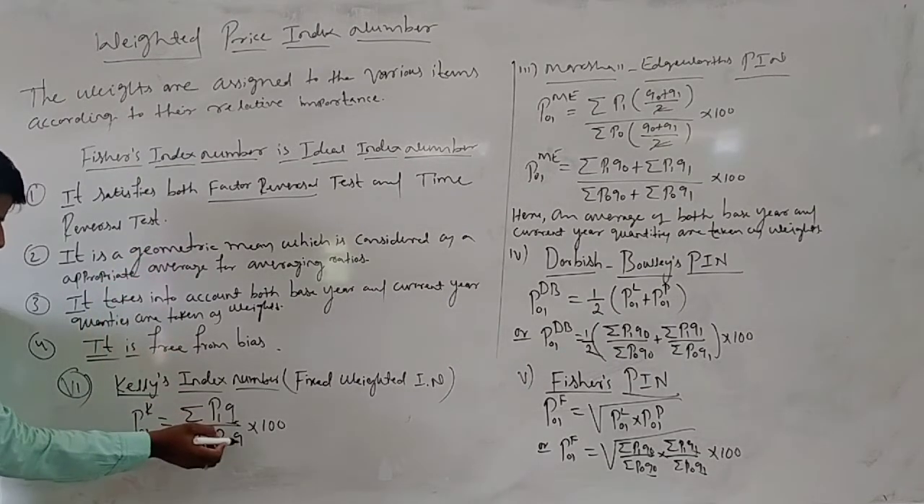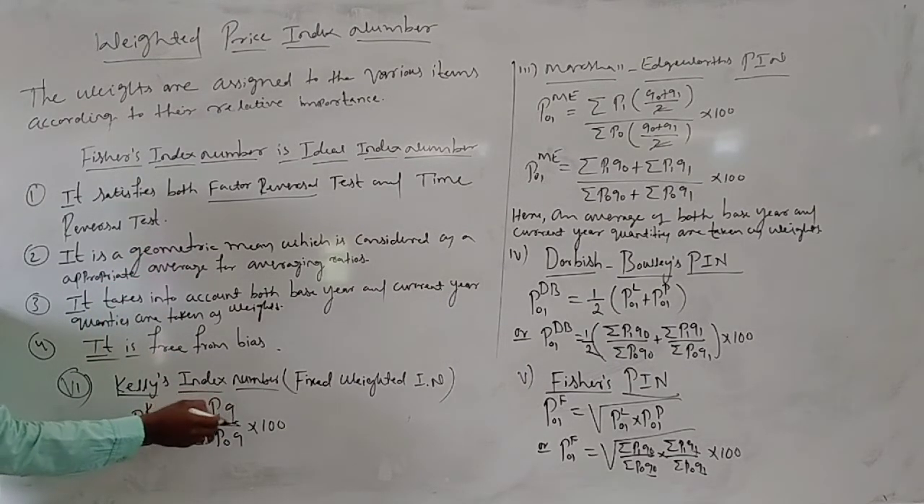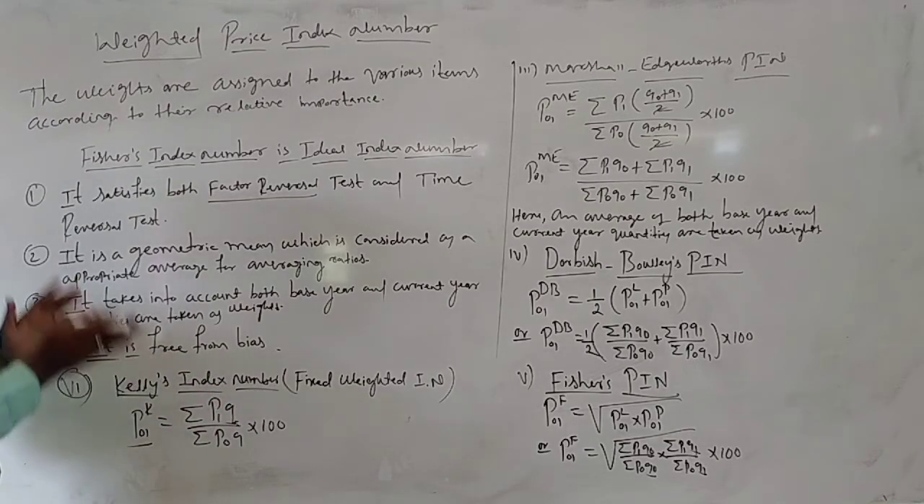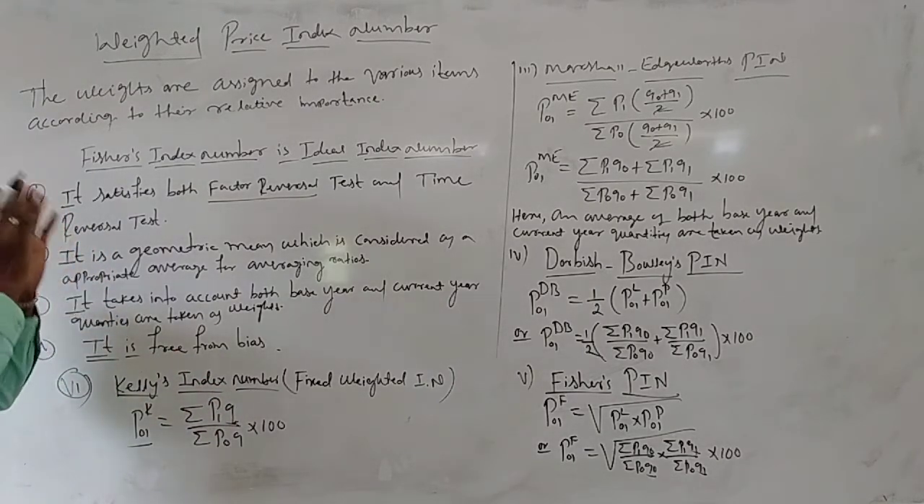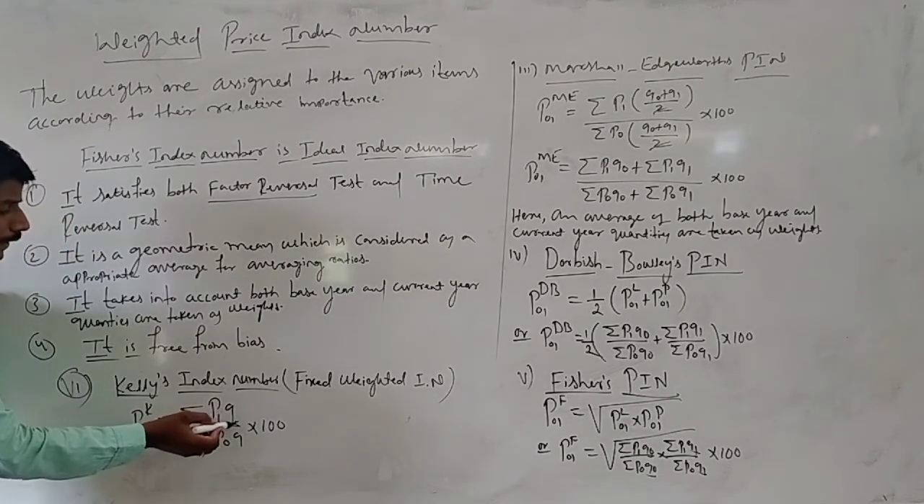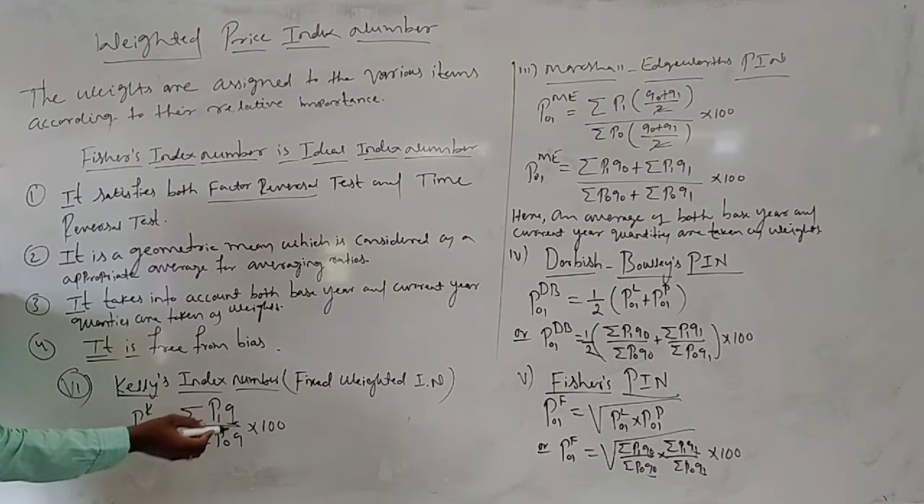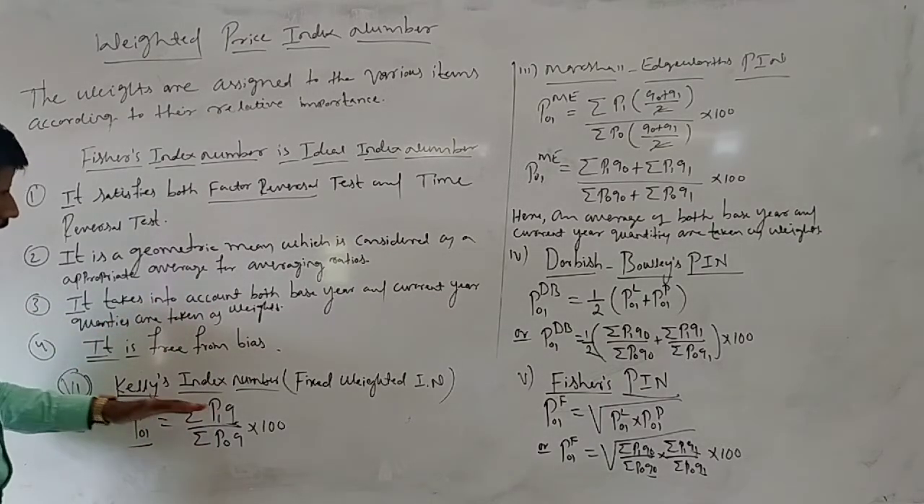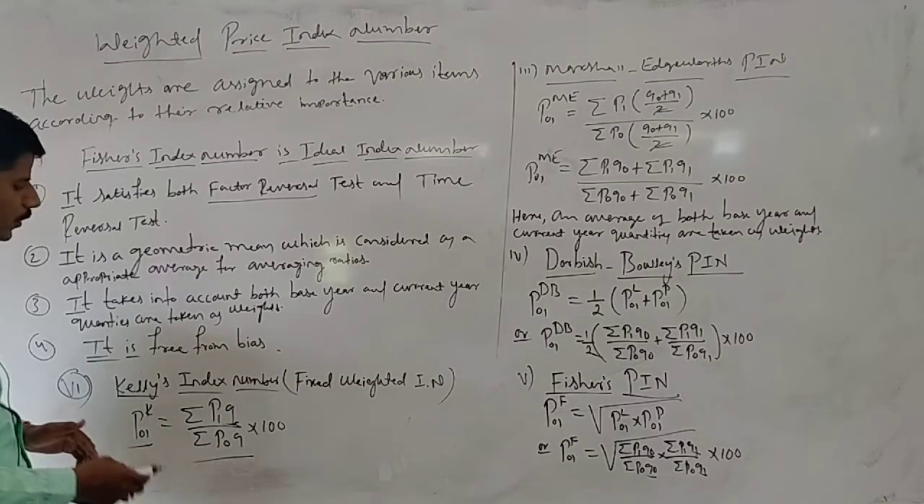See here, it is Q, not Q0 and Q1. Here we are taking only quantities. It does not deal with base year and current year quantities separately; it deals with only the quantity Q. Quantities are fixed for both base year and current year, that is sum of P1Q by sum of P0Q into 100.